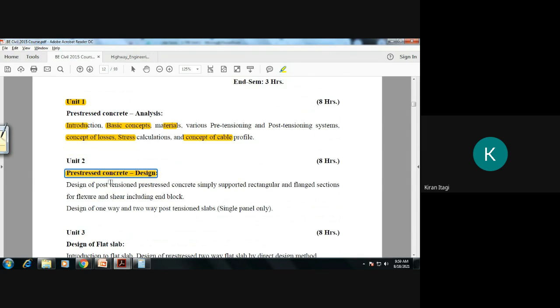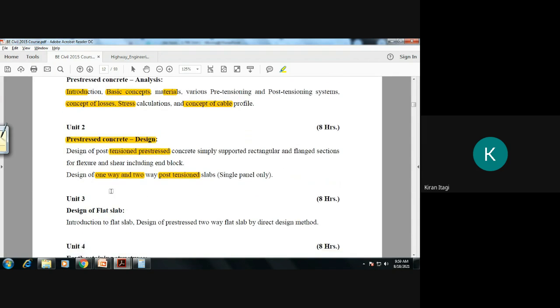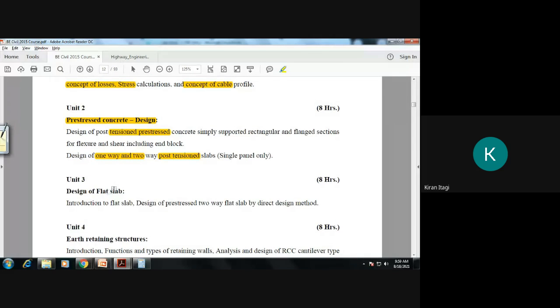Okay, so here we are designing one-way slab, two-way slab, and some beams. There we have used IS 456, but here we have different code books for the designing of pre-stressed concrete. So we will deal with that also. Just remember, the second unit deals with the designing of beams and slabs under pre-stressed concrete.